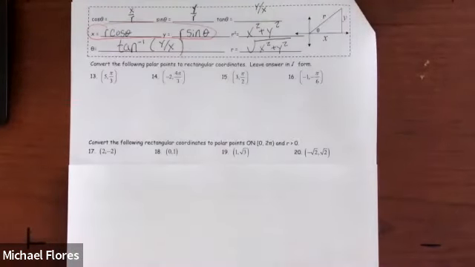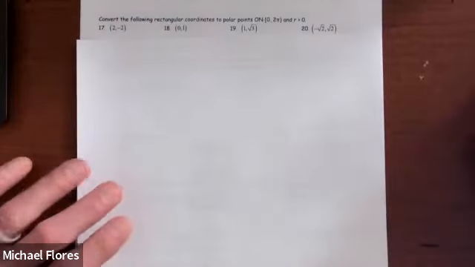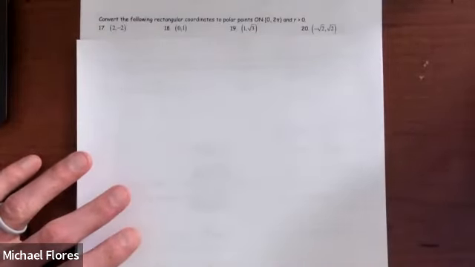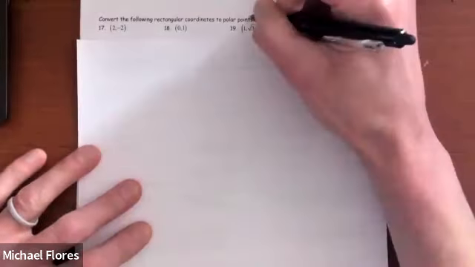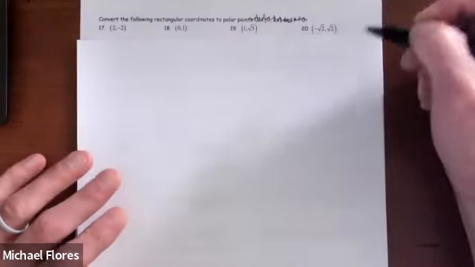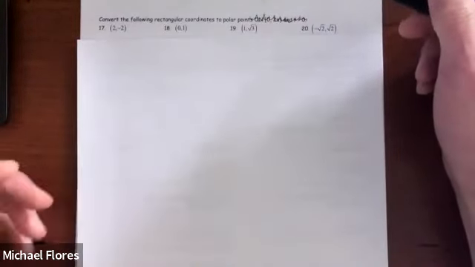17 through 20. If you're going to convert rectangular to polar, these are the formulas we're now going to use. That one and that one. That's what we're going to use now. I'm going to now shift this up. I'm running out of space. Okay, convert the following rectangular coordinates to polar points on [0, 2 pi) and r is greater than 0. Try to disregard that. Just if you can solve these following the formula, you're going to be fine.